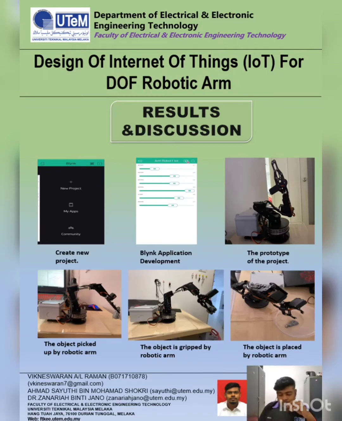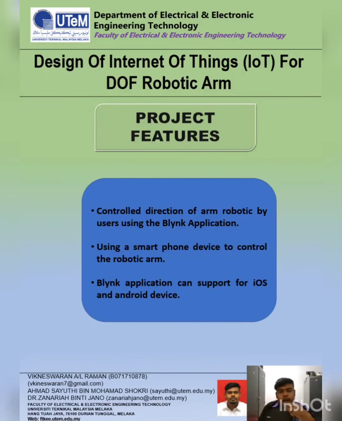The purpose is to pick an object and place it from one place to another. The object is picked up by the robotic arm, then gripped by the robotic arm, and then placed by the robotic arm. The robotic arm will move in the directions controlled by Blynk, grip the object, and place the object from one side to another using the Blynk application. Besides that, project features.